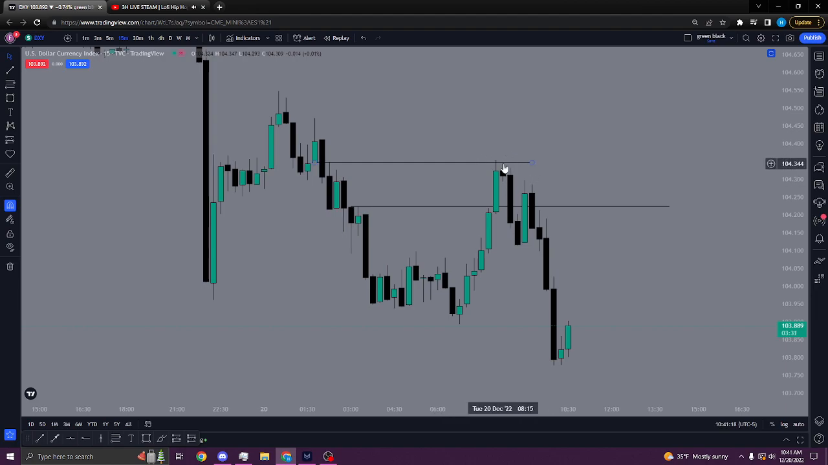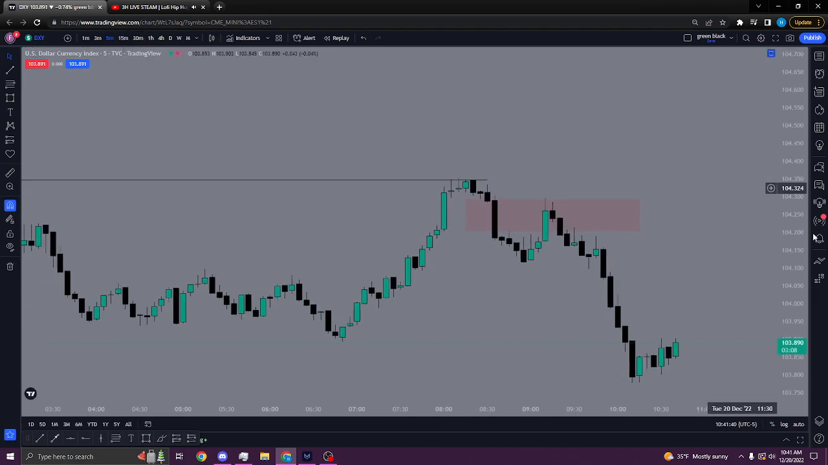We tag it here. And once we tag it here, we can look for that ICT 2022 mentorship model. And as you can see, even on the 15-minute chart, we got it today. Fair value gap, but we want something more close to the model that he shows. So we go down to the 5-minute.